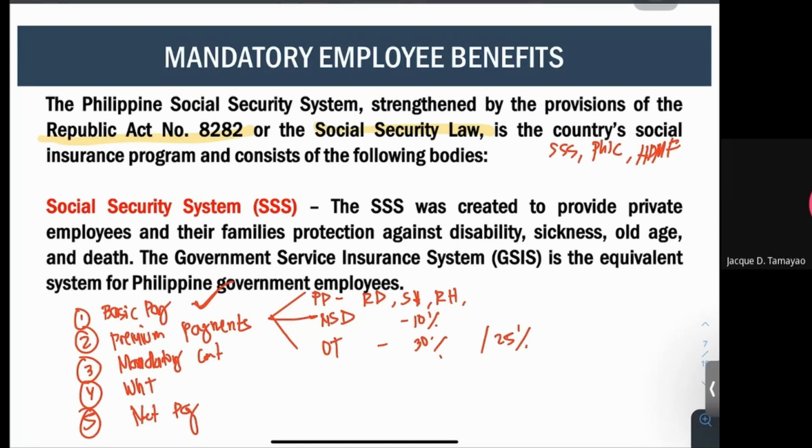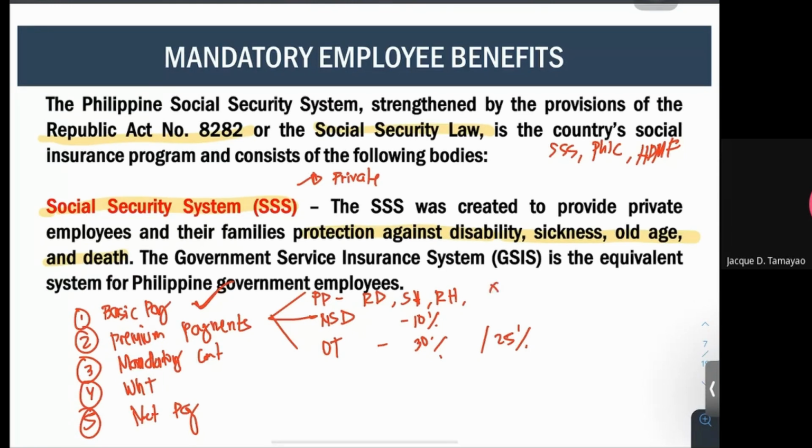First, your SSS or your Social Security System. Your SSS was created to provide private employees and their families protection against disability, sickness, old age, and death. So what is the security provided here? Protection against disability, sickness, old age, and death. Take note, SSS is only applicable to your private employees.